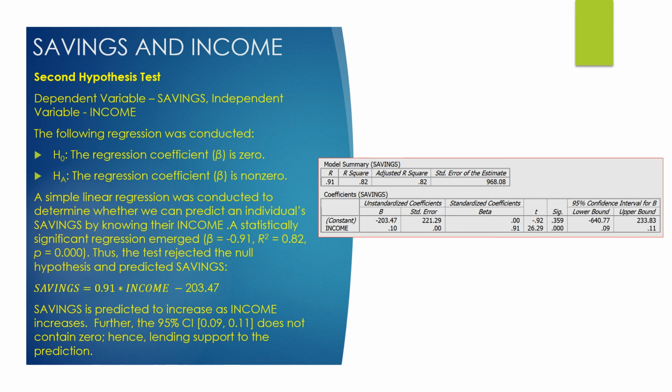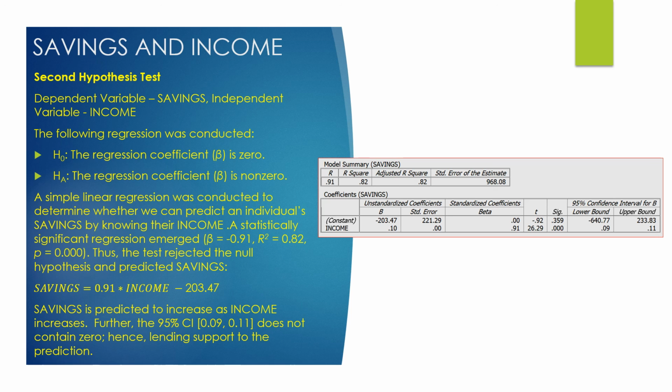The second hypothesis test was between savings and income. The dependent variable is savings and the independent variable is income. The following regression was conducted. The null hypothesis is the regression coefficient is 0. The alternate hypothesis is the regression coefficient is non-zero.